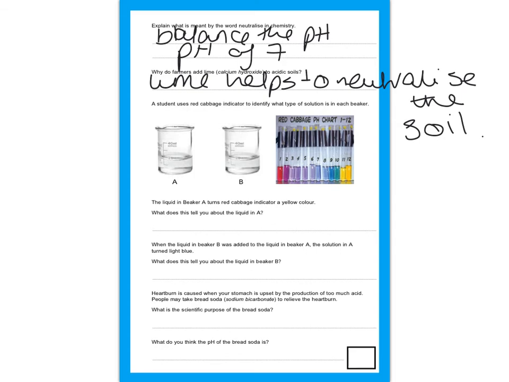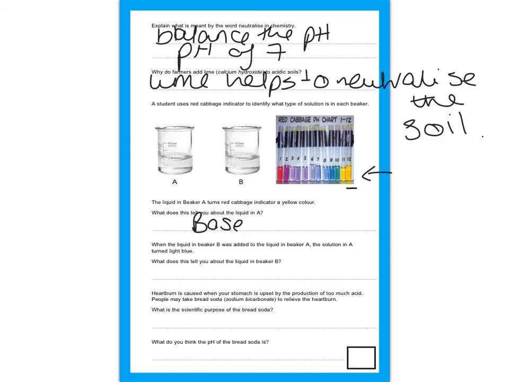Okay, a student uses red cabbage indicator to identify what type of solution is in each beaker. The liquid in beaker A turns red cabbage indicator a yellow colour. What does that tell you about the yellow colour? It tells you that it is a base, because if we have a look at our indicator chart up here, we can see the yellow is around 12, and we know that anywhere from 8 to 14 is a base. We know that from 0 to 7 is an acid.